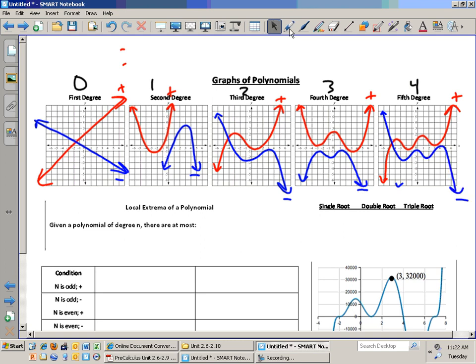Now, you may say to yourself, there's no way we could ever learn how to graph those. Yeah, you can. You'll learn how to graph all those by the end of today. You'll be able to do it very well.